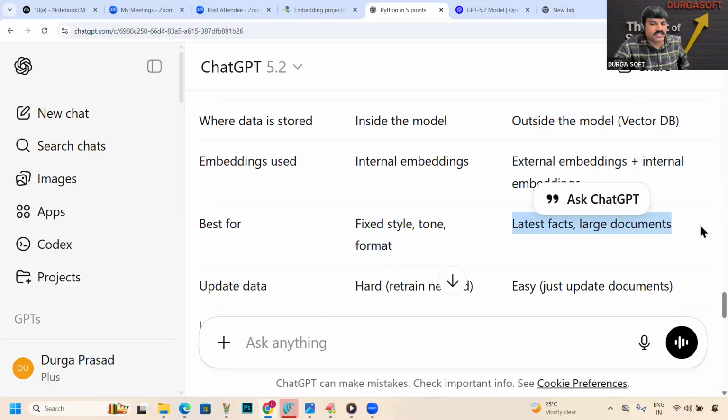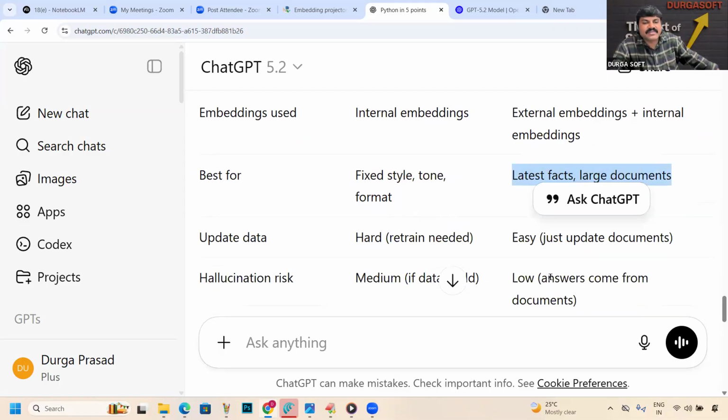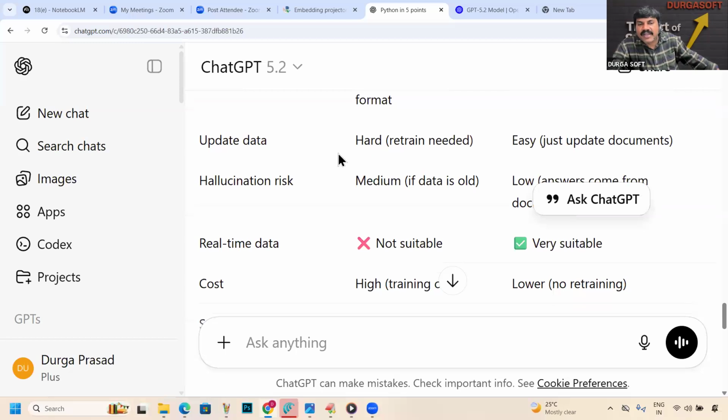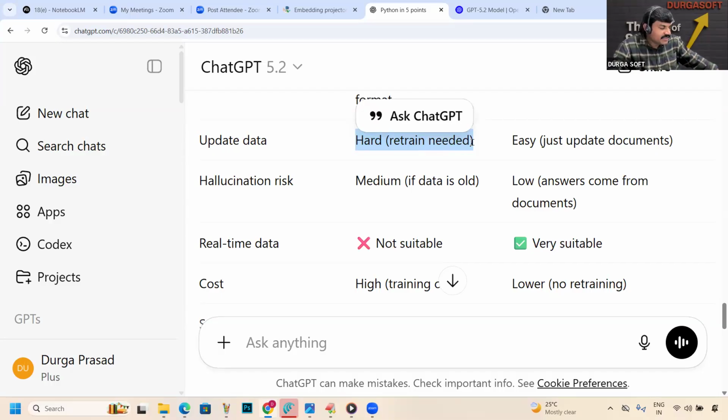What is this terminology? Can you please confirm? Latest facts, large documents. Why are the latest facts not available to an already existing model? I told you, right, knowledge cutoff date. Update data is hard. Tomorrow, if I want to update my data, then automatically fine tuning. Is it a difficult process or not? Yes, a bit difficult, sir. Each time changing means difficult, because we need to train the model again.